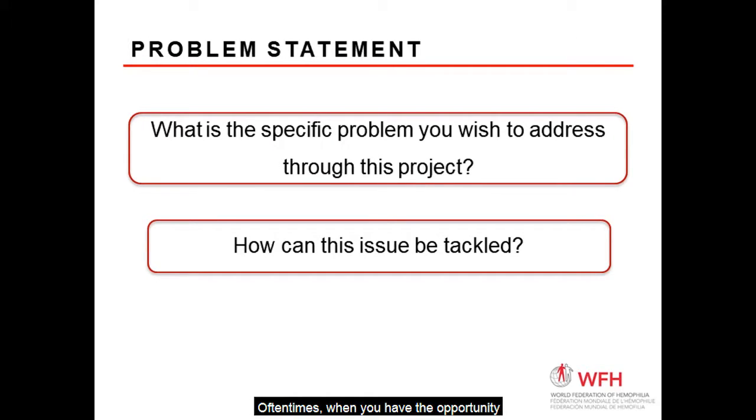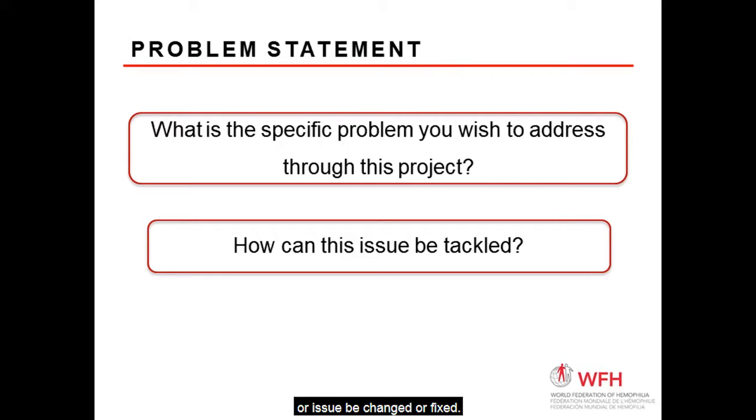Oftentimes, when you have the opportunity to apply for grant funds, it is very tempting to say, I want to do everything on my wish list. You might be thinking, maybe if I say I will change the world, they'll give me the $25,000. In reality, the opposite is true. When there are limited funds, the funder, in this case WFH, wants to know that you will actually accomplish your goals.